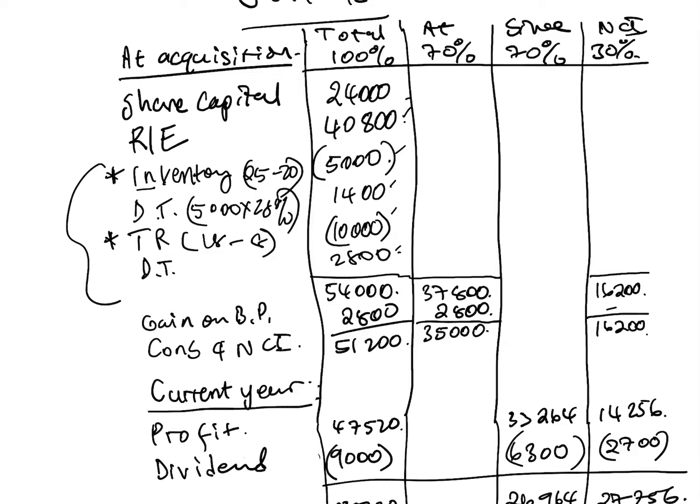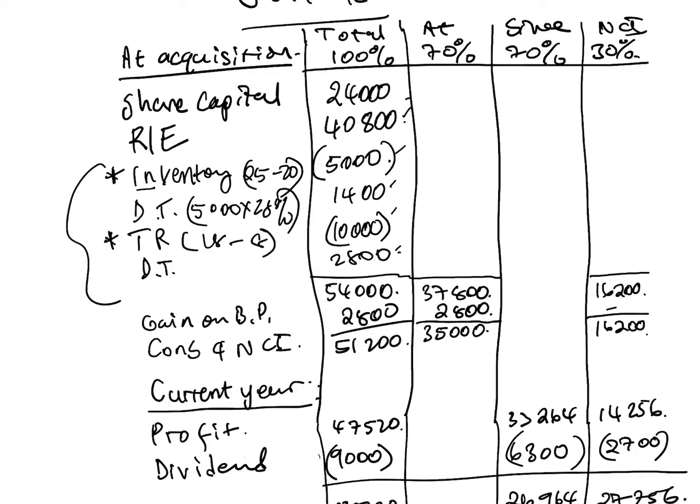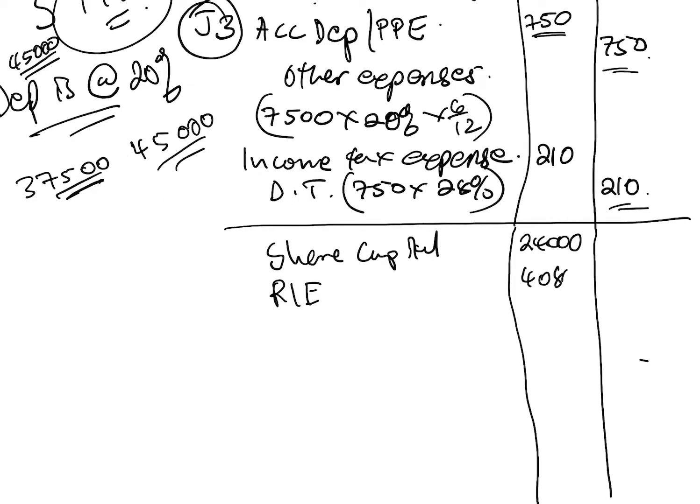Or if you want, what you can do is simply debit retained earnings, credit inventory, debit deferred tax, credit trade receivables and debit deferred tax. Then when you are realizing it again, you make an adjustment. Come and debit your inventory, deferred tax, trade receivables, and deferred tax. So I'm going to prepare it the long way that I've done it. My retained earnings is going to be 40,800.